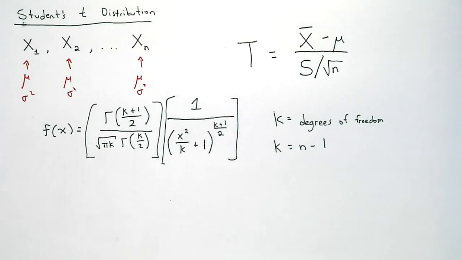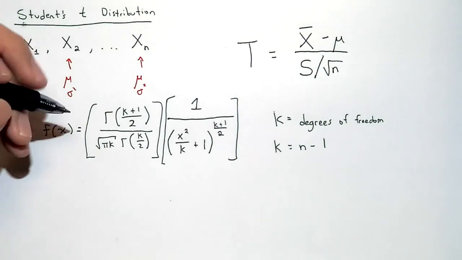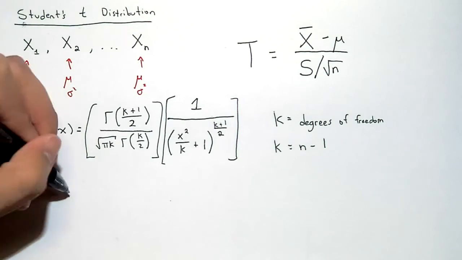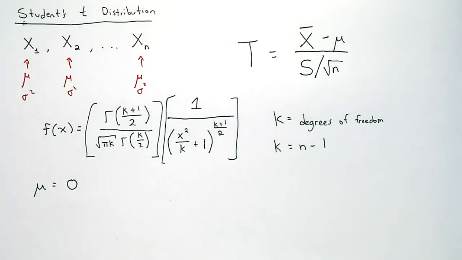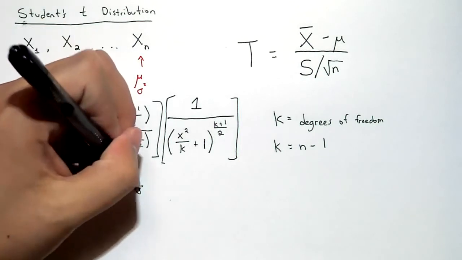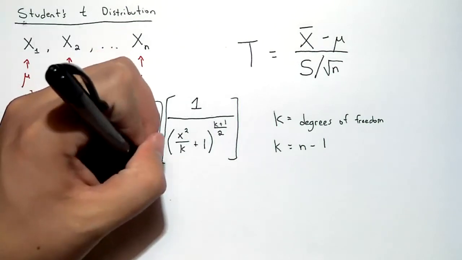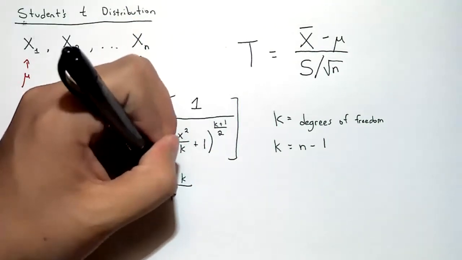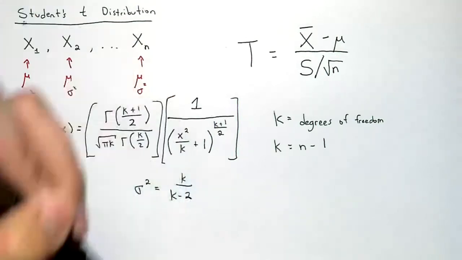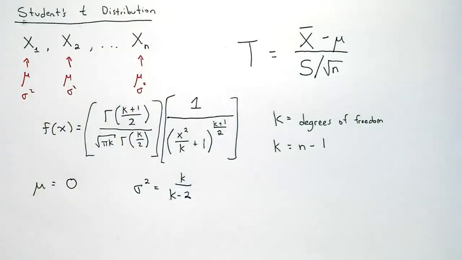The measures for this distribution, so if I take this distribution and I find the mean, the mean will be 0, which is pretty interesting. And the variance, my apologies, the variance of this distribution is going to be k over k minus 2. We're not going to do the whole math here because it'll take forever. But if you find the mean of this probability density function and the variance, you will get that the mean is 0 and the variance is k over k minus 2.